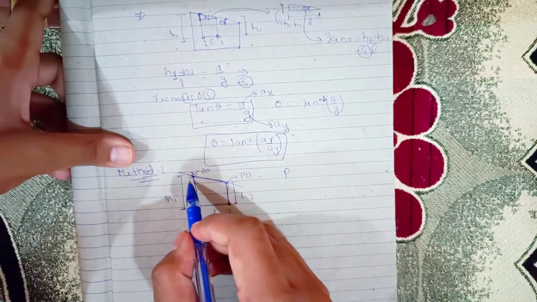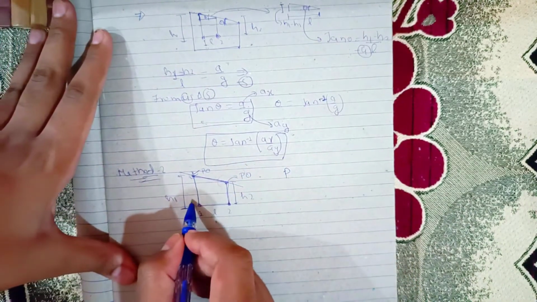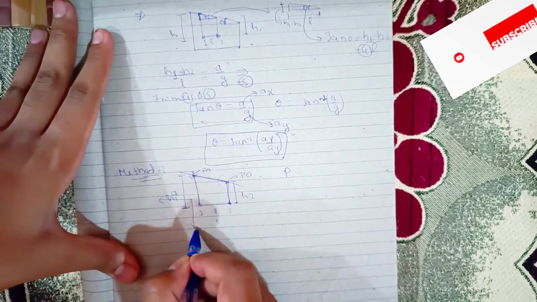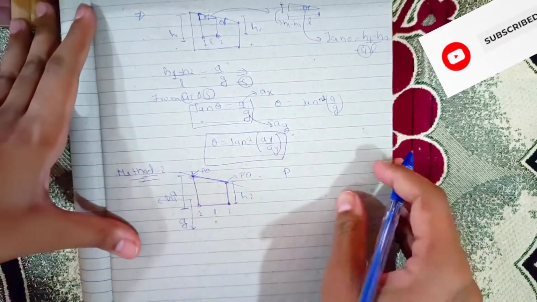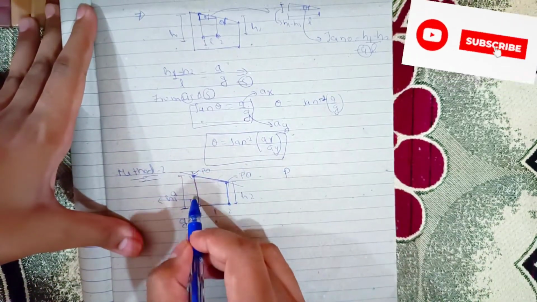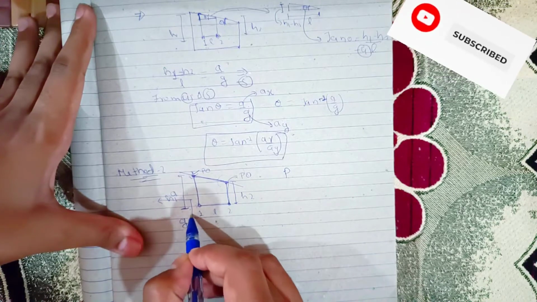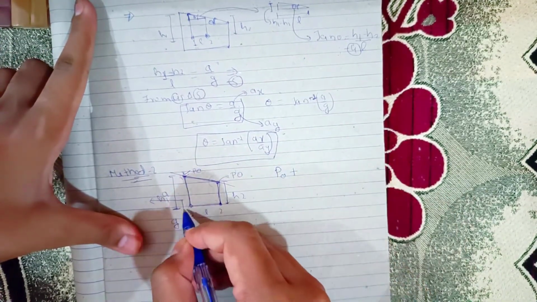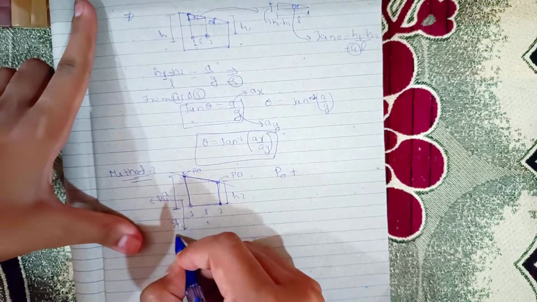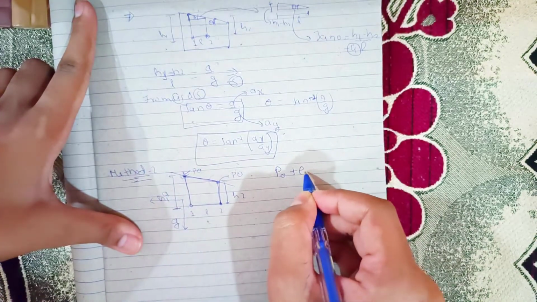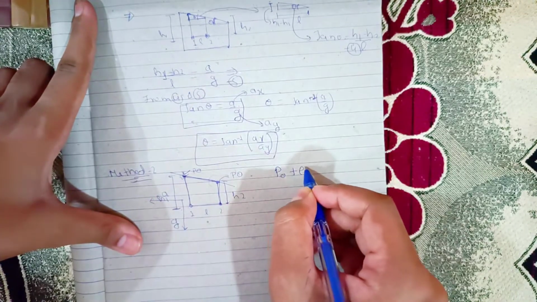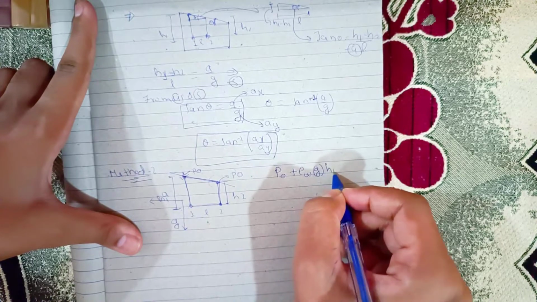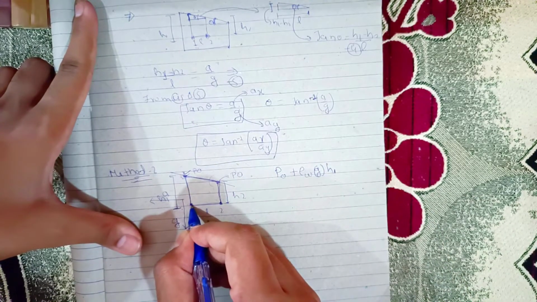Be aware that two accelerations exist this time, one in this direction and one in this direction. Okay, so let's travel along this. Here only the acceleration due to gravity exists, so p naught plus, because we are traveling in the direction of gravity, rho water g into h1. So we are now at this point.